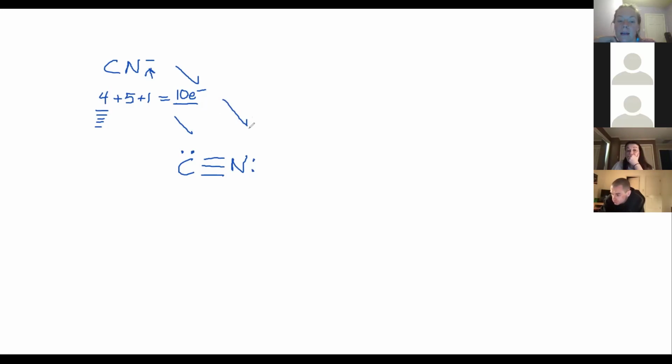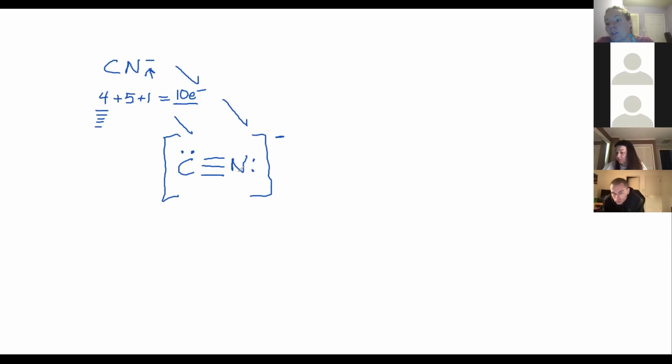Because it's a polyatomic ion, the last little detail is to put the whole thing in brackets, and then put the charge around the outside of it. So put the -1. Because if you don't do that, technically the reader is going to look at it and say, hey, this is carbon and nitrogen. Why do you have 10 electrons? You should only have 9 electrons. When you put it in the brackets with the charge around it, you're letting the reader know, oh, no, it's not just carbon and nitrogen. It's actually cyanide, the polyatomic ion.